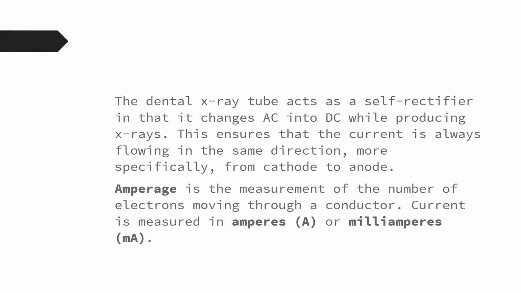So this ensures that the current is always flowing in the same direction, more specifically from the cathode to the anode. Remember, the cathode is where the electrons are, and the anode is where the tungsten target is, where it converts those electrons into the X-ray photons, right? Or the X-rays. Then there's amperage, right? And this is the measurement of the number of electrons moving through a conductor. So current is measured in amperes or milliamperes, right? So we've looked at this before, where there were some controllers for this. However, there is none specifically for this anymore, all right?